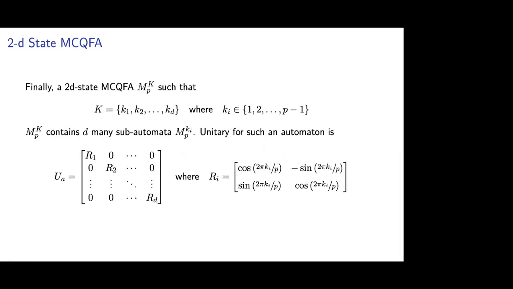Next, we create a 2D state automaton, which employs d many 2-state MCQFAs that I defined in the previous slide. So as you can see in the unitary, the first 2 states, like 0 0 0 and 0 0 1, for example for a 3-qubit automaton, have R1 applied, so they are governed by the first subautomaton, and the next 2 are governed by the second subautomaton, and so on.